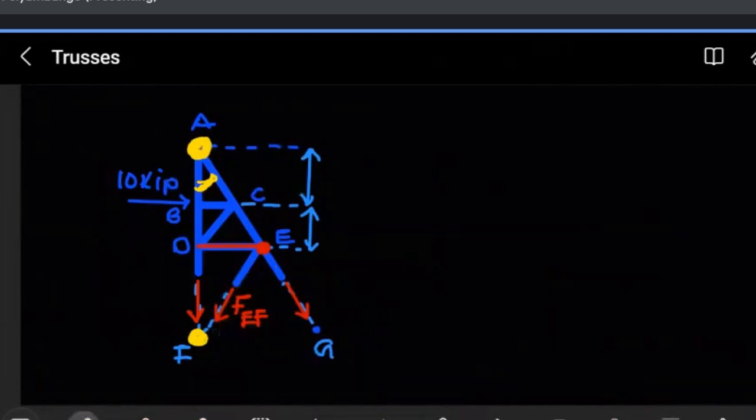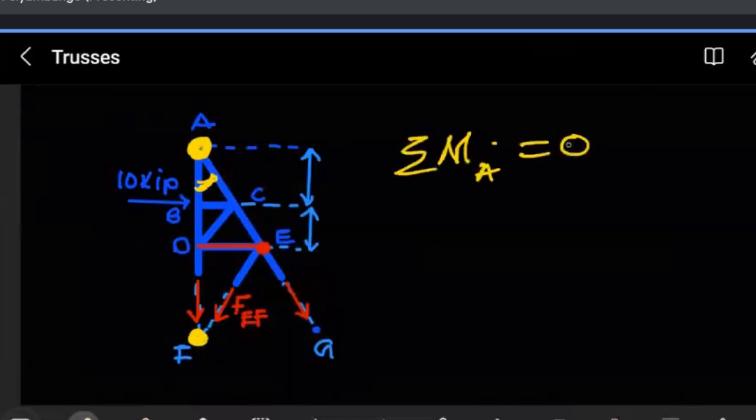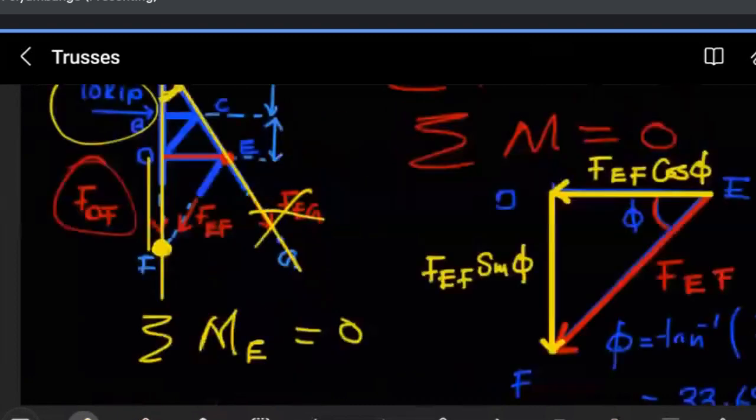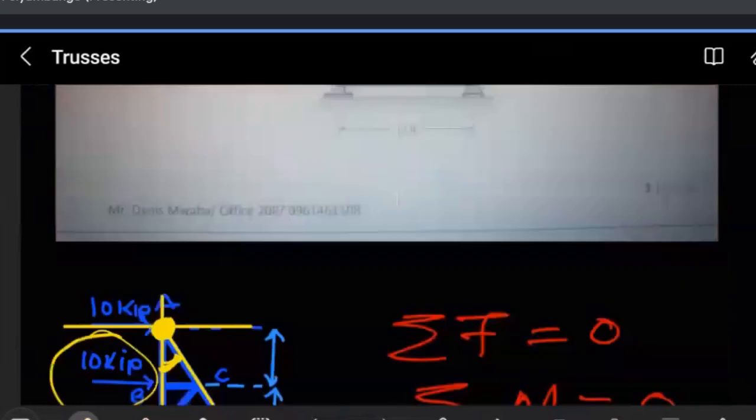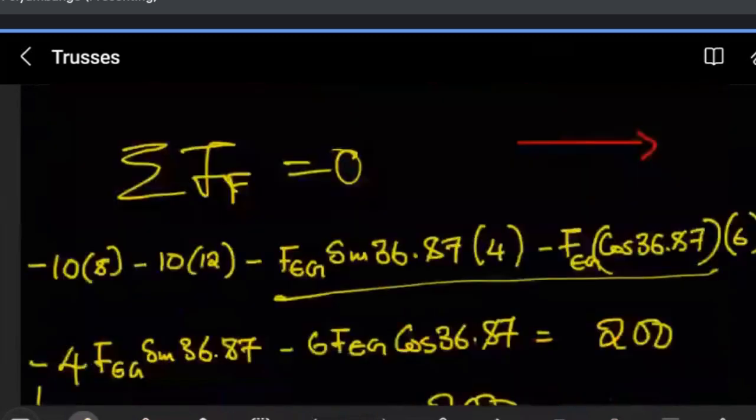So let's take moments, sum of moments about point A and equate to 0. So about A, we have the 10 kip. This 10 kip is going to cause anti-clockwise rotation. So we're going to have positive 10. The distance will have to be from A to B. And if we go back to the original diagram, A to B is this one, which is 4 feet. So we're going to have 4 feet there.